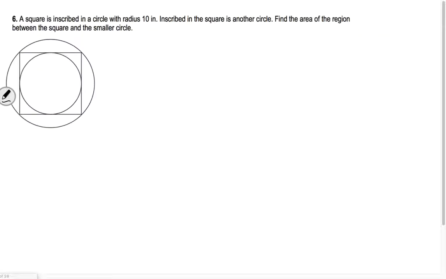All right, so let's look at the last one. Number 6. It says a square is inscribed in a circle with radius of 10. Inscribed in the square is another circle. Find the area of the region between the square and the smaller circle. So basically it's asking for this little area right in here.